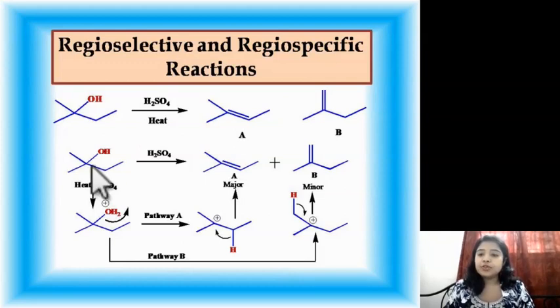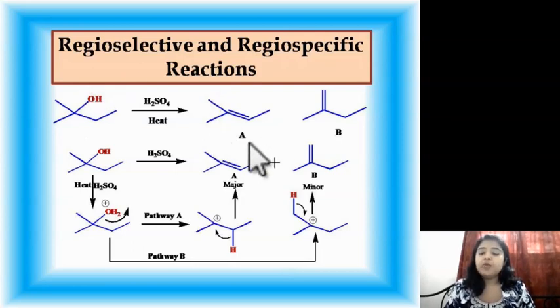In this case also, when you are heating it with H2SO4, you are following two pathways. Either the H is removed from the more substituted carbon or from the less substituted carbon. In any case, as you can find here, there are two products, and as you all know, A will be the major product of the reaction.